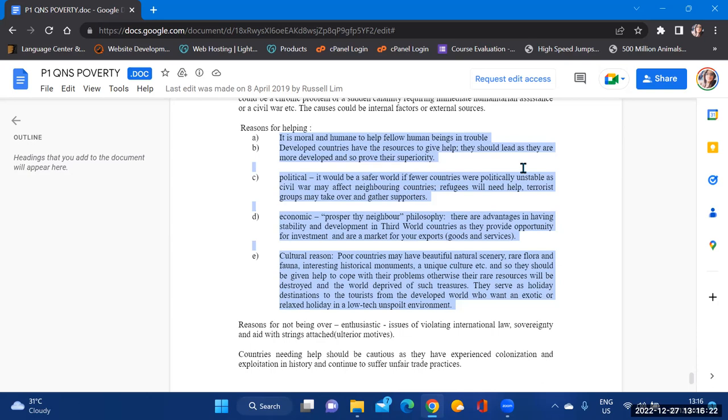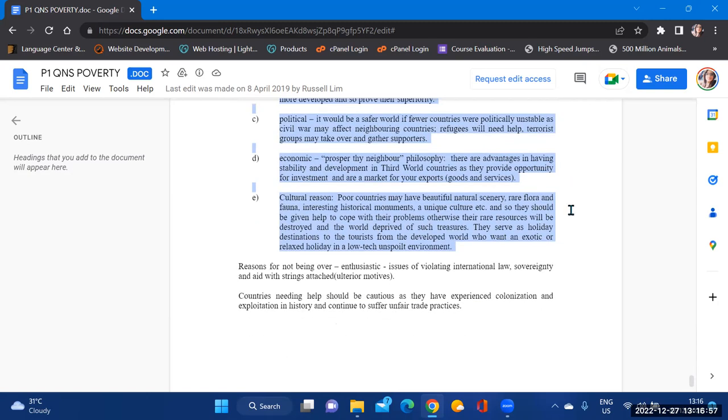You know? And C, political. It would be a safer world if fewer countries were politically unstable, as civil war may affect neighboring countries. Refugees will need help. Terrorist groups may take over and gather support. D, economic. Prosper thy neighbor philosophy. There are advantages in having stability and development in third world countries, as they provide opportunities for investment for all and are a market for your exports, like goods and services.